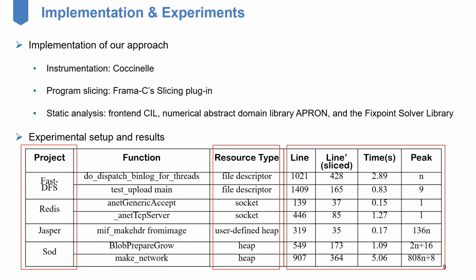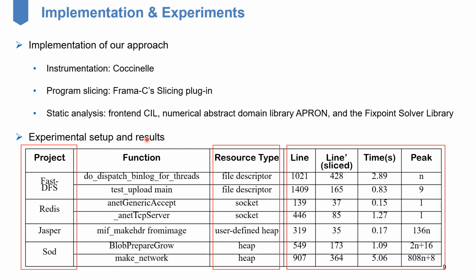Fourthly, implementation and experiments. We implemented our approach as a tool. We used Frama-C for instrumentation, and we used Frama-C's slicing plugin for program slicing. The tool is implemented based on CIL, the numerical abstract domain library Apron, and the fixed point solver library. The table shows the experimental setup and results.